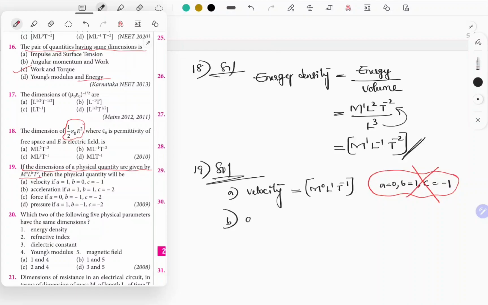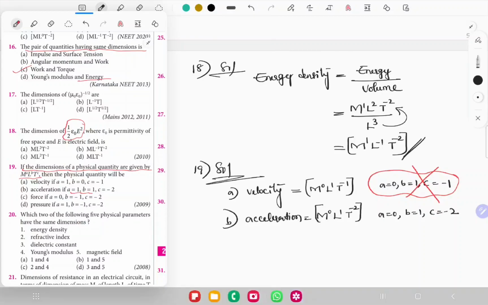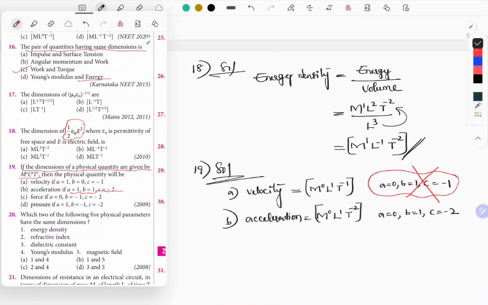Next one is acceleration. Okay. So what about acceleration? Acceleration is velocity by time, right? Velocity by time is nothing but length by time, so it is going to be length by t square. You are going to get M power 0, L power 1, T power minus 2. This is the acceleration dimensional formula. A must be equal to 0, b must be equal to 1, c must be equal to minus 2. Look at option 2. Is it matching? a is 1. Okay. Sorry, it's not at all matching. So this is also a wrong option, because the answer I got is not matching with the options.